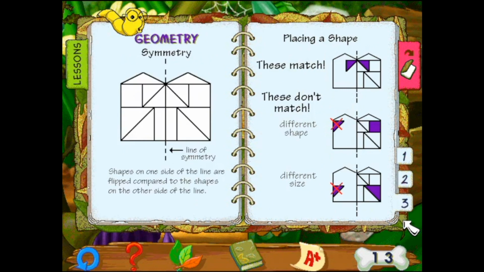Sometimes the beetles insist that their castles have symmetry. That means if you draw a line down the middle of the castle, the shapes on one side of the line are the exact opposite of the shapes on the other side of the line, like they're flipped.